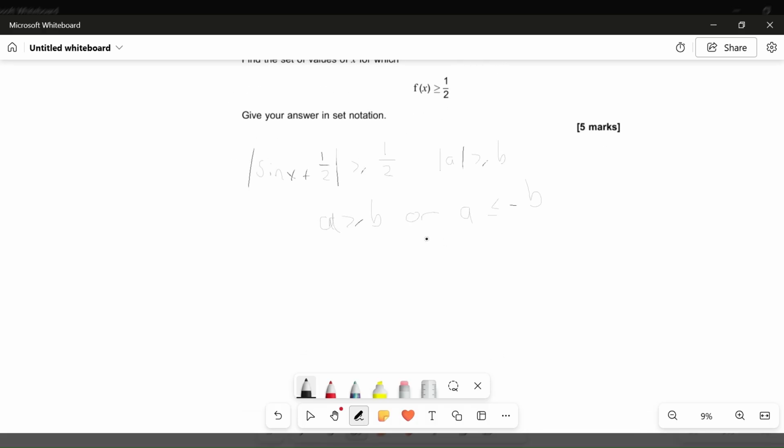So in the context of this question, this inequality becomes two separate inequalities, which are just sine of x plus a half is greater than or equal to a half, or sine of x plus a half is less than or equal to minus a half. And simplifying these two separately, they become sine of x is greater than or equal to 0, or sine of x is less than or equal to minus 1.